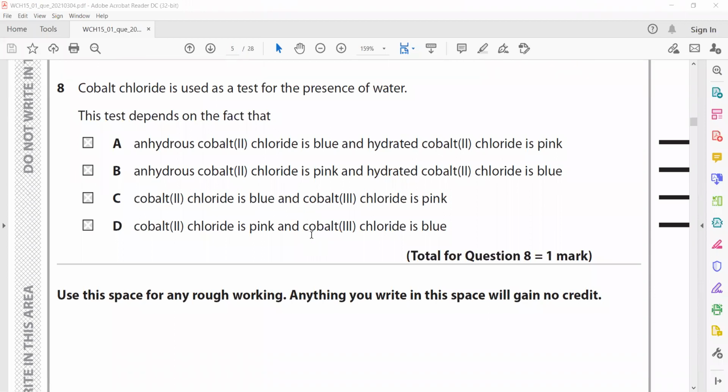Cobalt chloride is used as a test to check for the presence of water. Anhydrous cobalt chloride is blue in color, and if water is added, it will turn pink. So anhydrous cobalt chloride is blue, and hydrated it turns pink. When it turns pink, it shows that water is present.